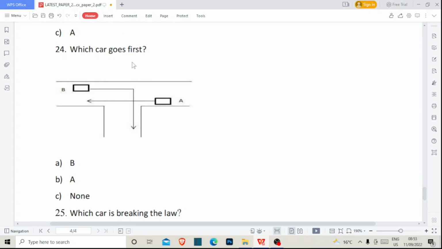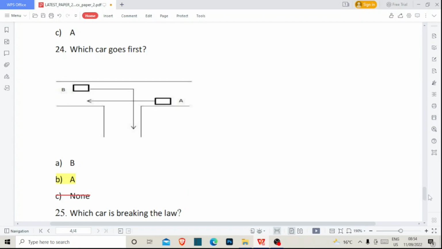Now, which car goes first? So we're looking at the car that goes first. Remember this rule, you cannot turn right in front of oncoming traffic. So definitely this answer is incorrect, so let me just strike that through. So we have car A, car B. Also you can see car B is on option A, car A is on option B. Now which car goes first? The car that goes first has to be car A, because car B cannot turn right in front of oncoming car A. So car A is the car that goes first. Our correct answer is B. So that's it for number 24.